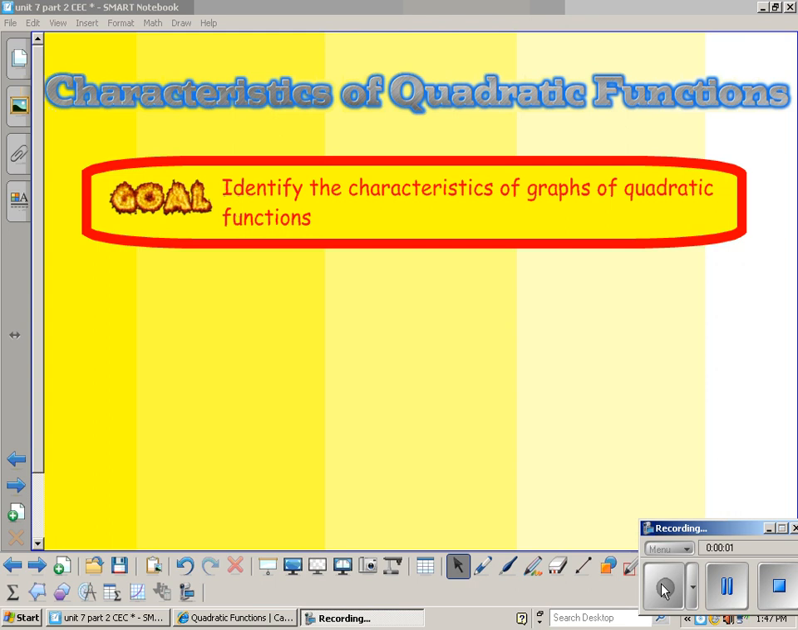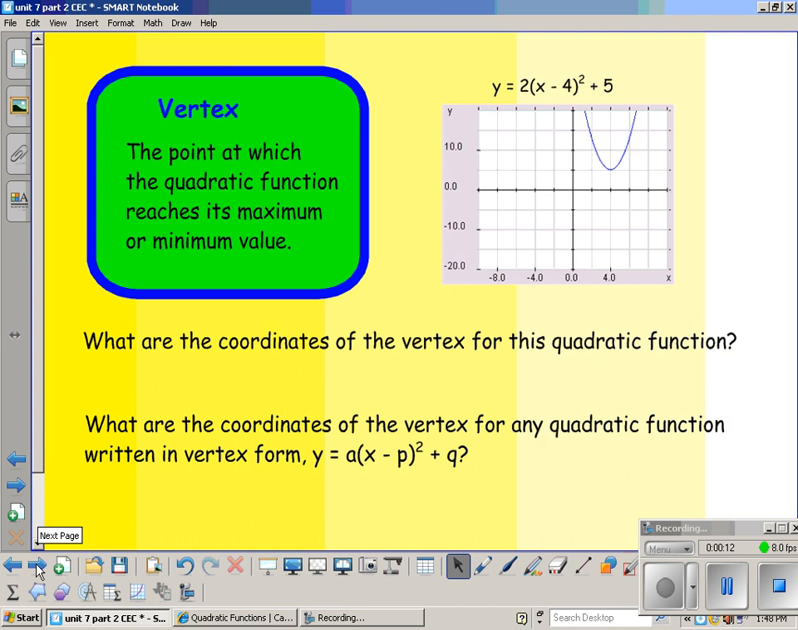In this lesson, we are going to look at some of the characteristics of quadratic functions. So our goal is to identify the characteristics of graphs of quadratic functions. One of the first things that we can learn about is the vertex. And this is the point at which the quadratic function reaches its maximum or minimum value. It's the point where the parabola will change direction.